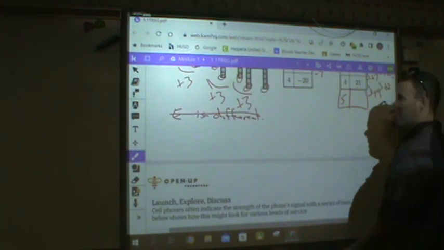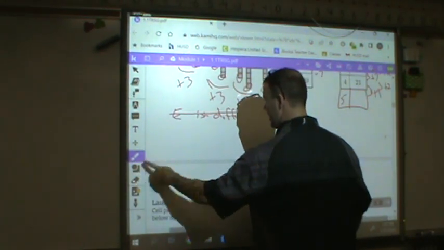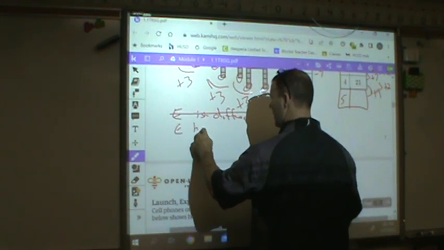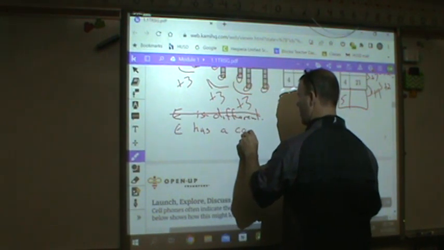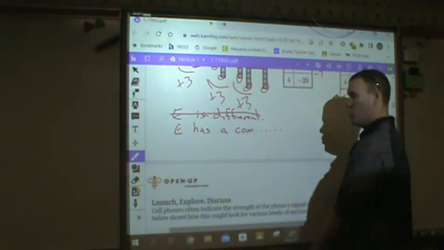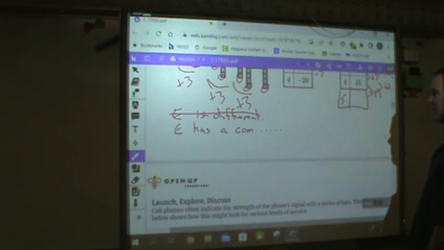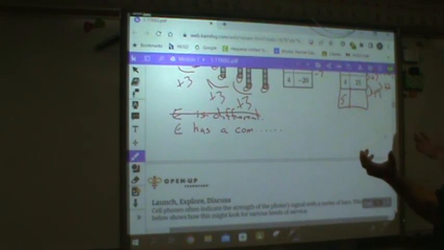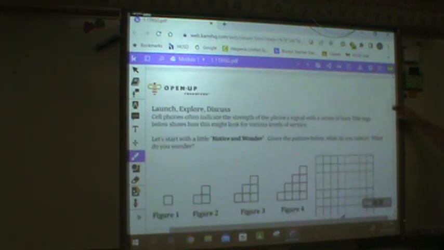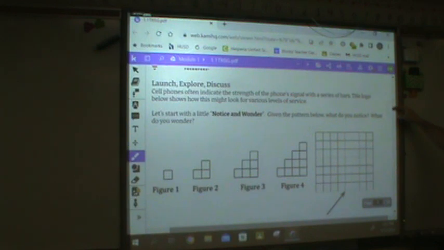Okay, so now my explanation is E is different. E has a common, what? You continue, you write the sentence. E has a common second difference. E is a difference of 2. All the other ones are linear. You write something there. That's what I'm going to be looking for. So you finish that, pause it, and then come back when you're done.